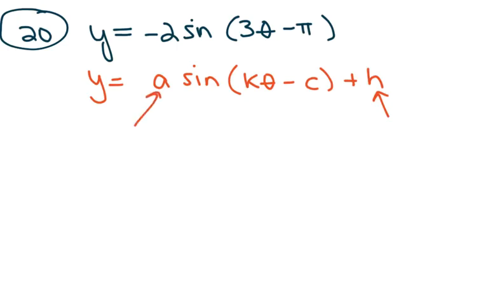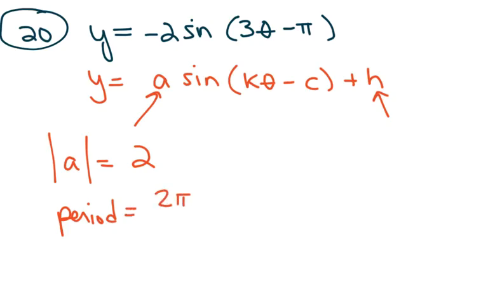The amplitude is the number that gets multiplied in front. It's always the absolute value, so the amplitude is positive 2, not negative 2. Amplitude is a distance. The period for sine or cosine is always 2 pi over k. Well, in this case, k is 3, so it must be 2 pi over 3. That means the graph repeats its pattern every 2 pi over 3.